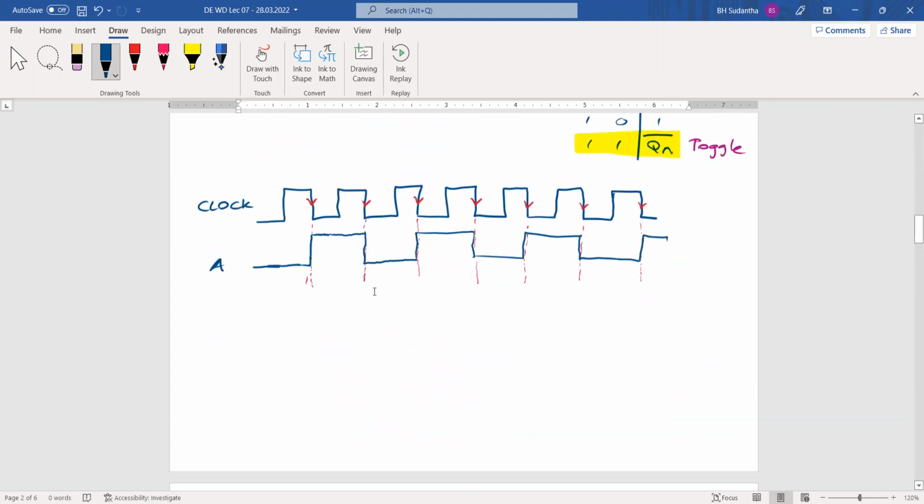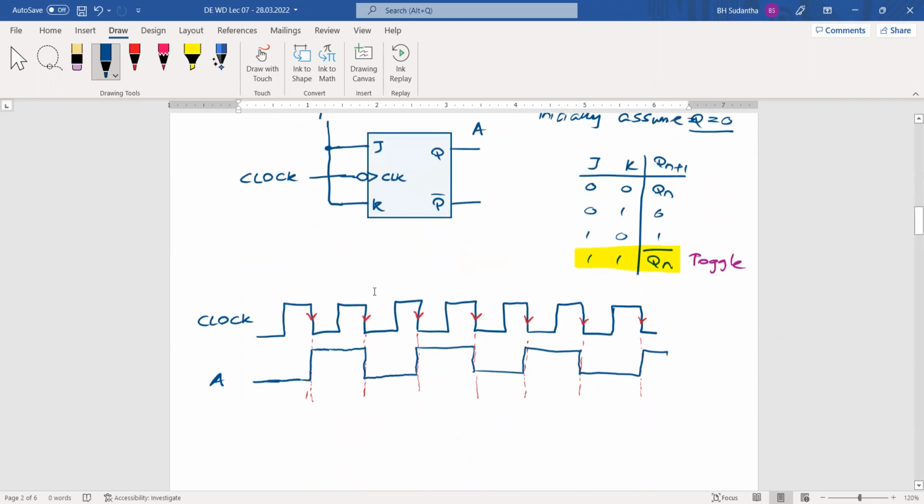If you're okay with this, then what happens? At each and every clock input, the flip-flop output changes: 0 to 1, 1 to 0, 0 to 1, 1 to 0, like that. It has been toggled. That's why we call this the toggle output. It goes between 1 and 0, 1 and 0, 1 and 0, like that.